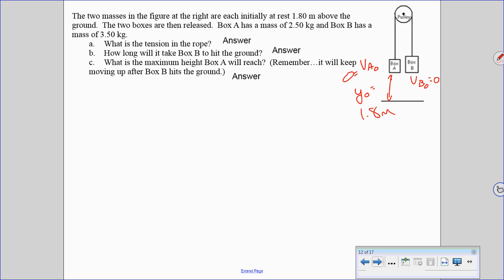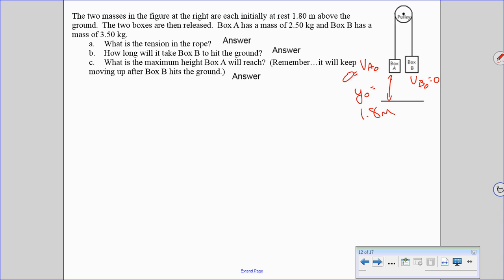We're given the mass of A and we're given the mass of B, and we have to find the tension in the rope. B says how long will it take box B to hit the ground. And then C says what's the maximum height it will reach. It's actually a very similar problem to the one that we just did, except this time, instead of having Roy pushing the system, we've got gravity pushing the system. Pulling, I guess, technically, right?